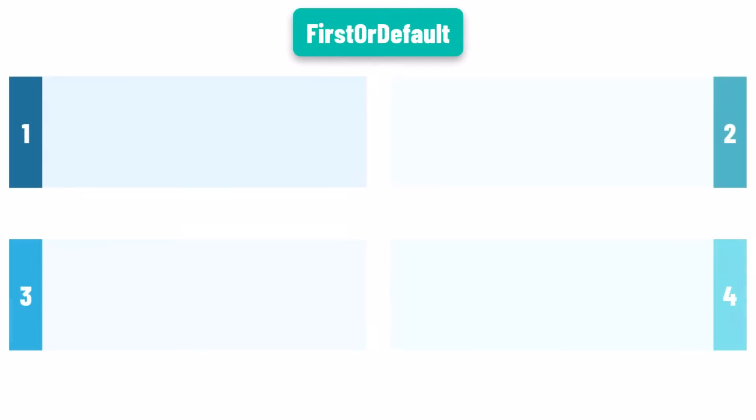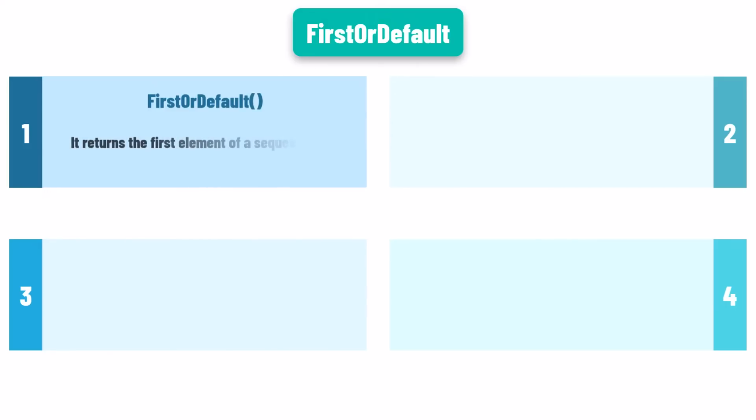Let's now move on to the second method, FirstOrDefault. This method has four overloads. Let's check them one by one. The first overload is used with empty braces. It returns the first element of a sequence, or a default value if the sequence contains no elements. So, in case the sequence contains elements, we get the first one, else the type's default value will be returned.